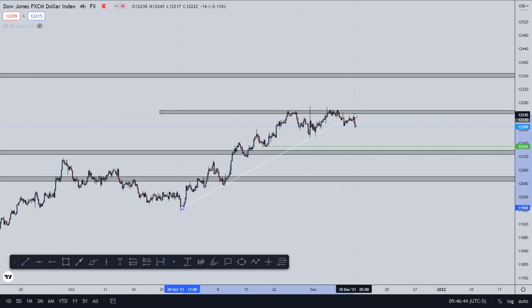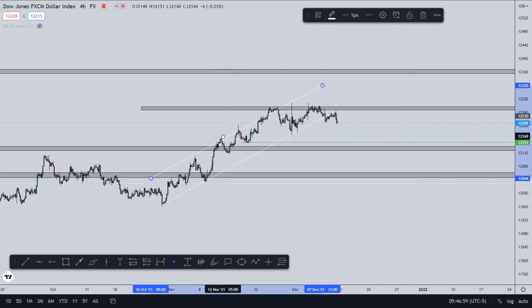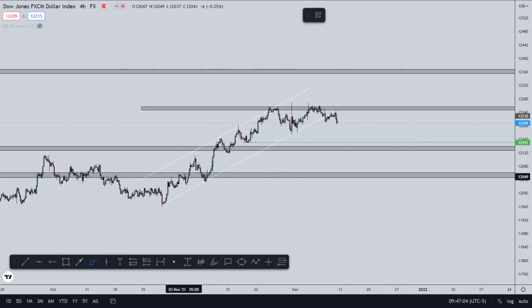Like so. We did have our first touch, second touch, third touch. It's now broken this level here. So our uptrend is no longer valid for now. On top of that, we can cater to this and make it look like it is a channel. So now we understand that price was moving in this sort of nature.